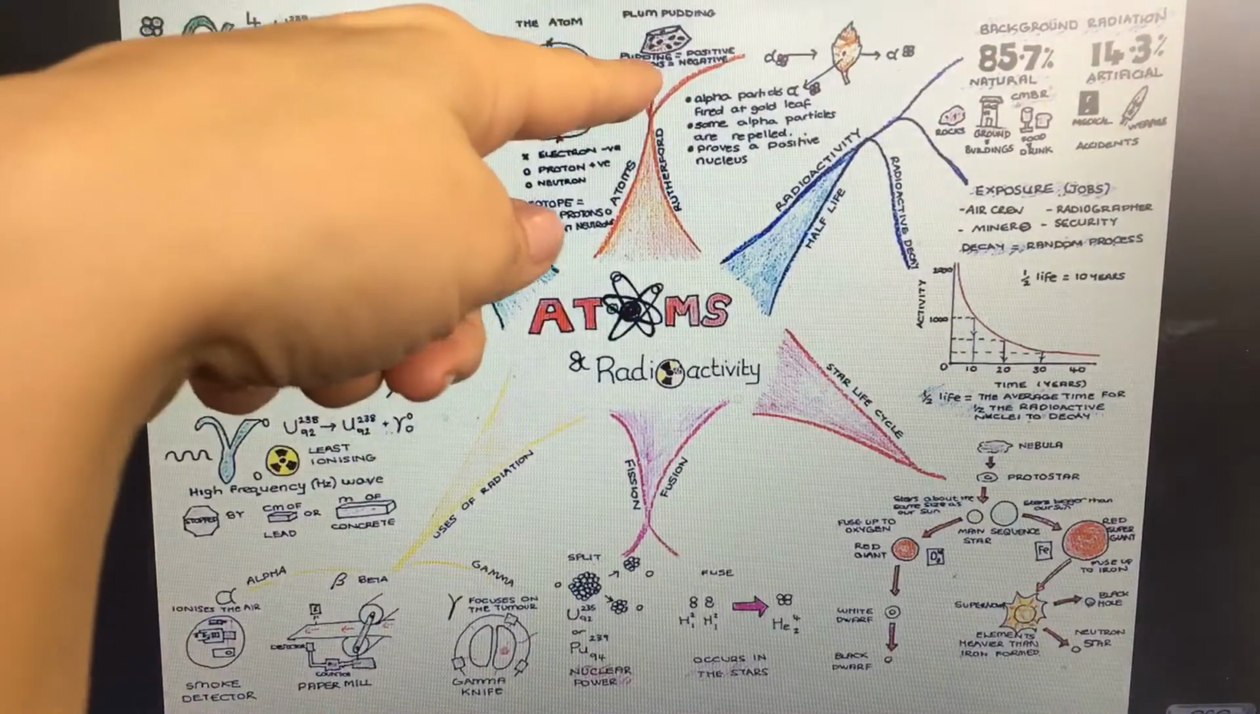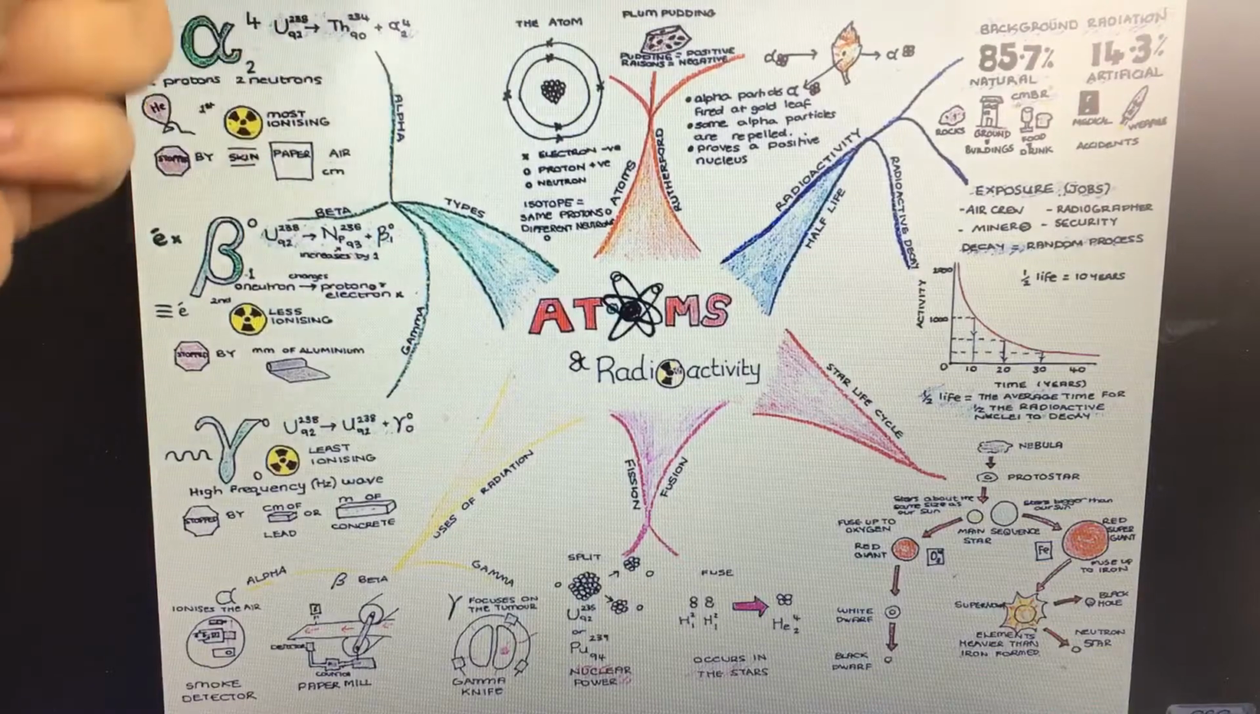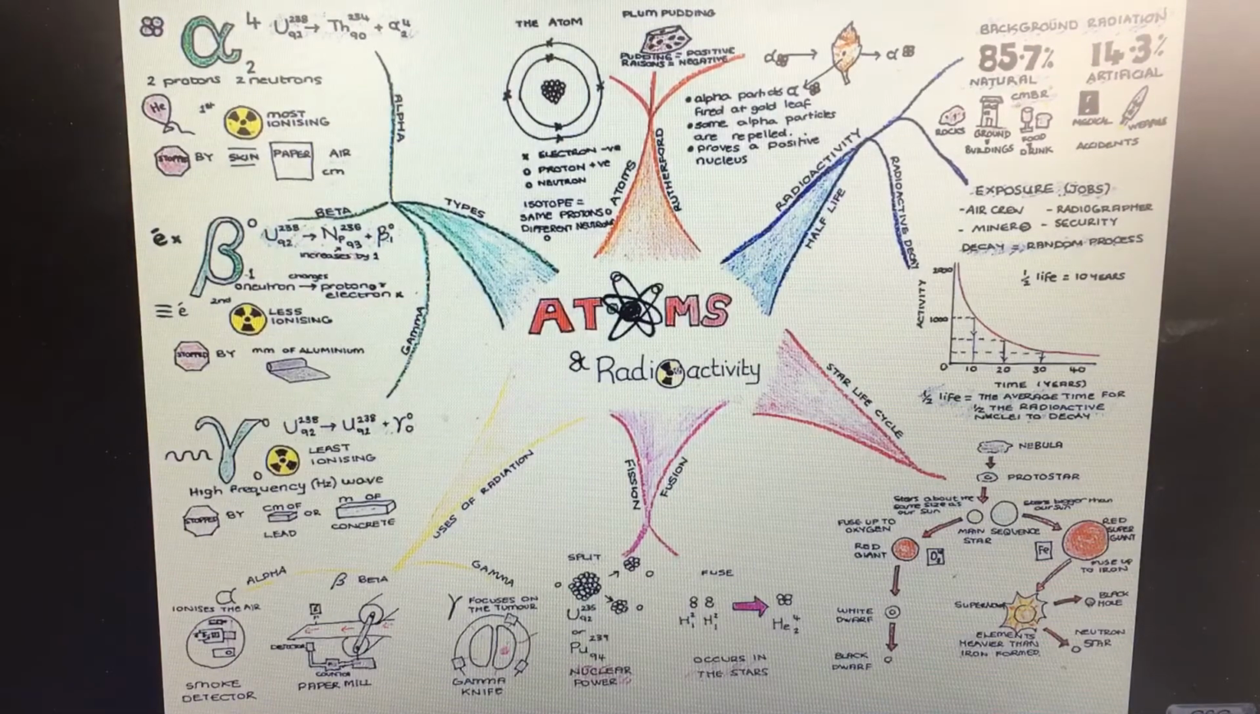Plum pudding, okay? Last year they asked you about what the pudding represented. Now, the pudding is positive. Everyone loves pudding. Of course it's positive. Raisins, not so much. I'm not a fan. So to me, raisins are quite negative.